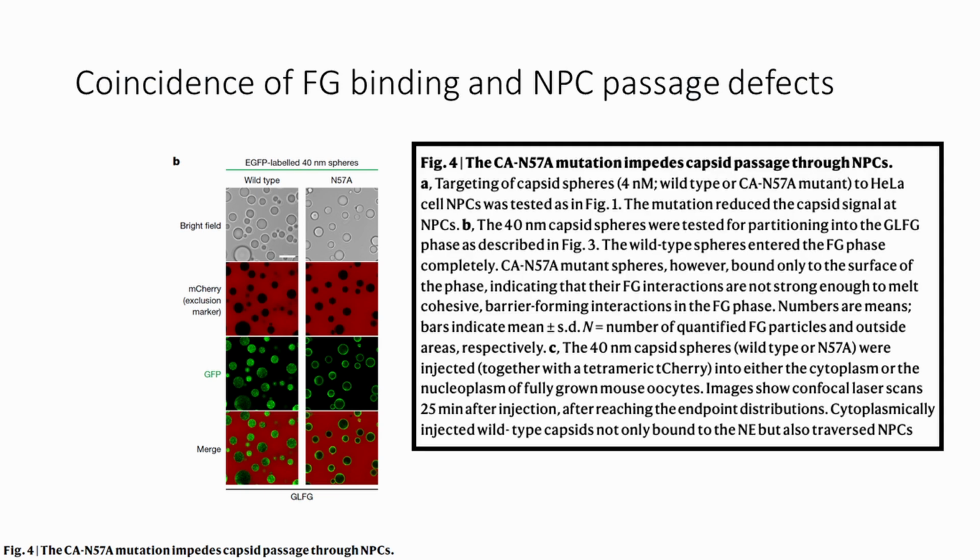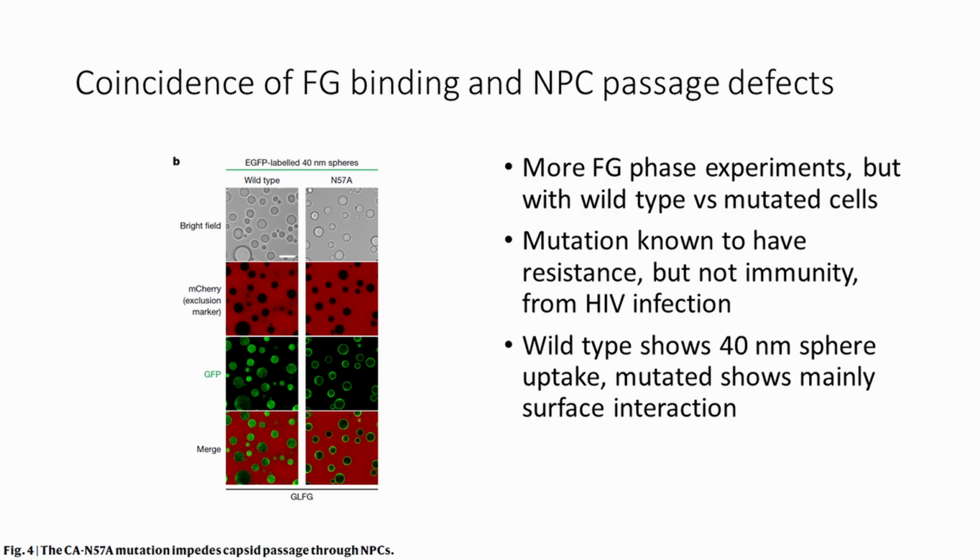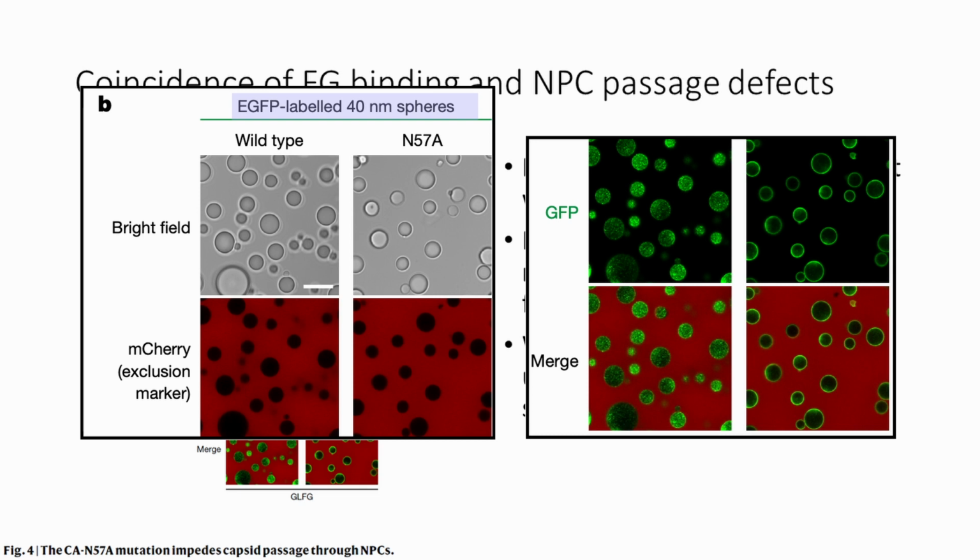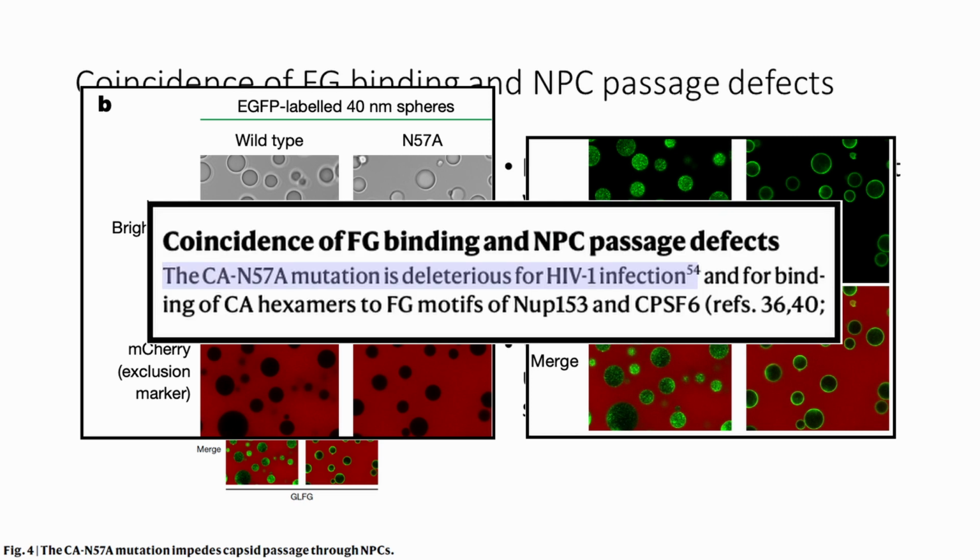The first thing they show us is more of these FG phase experiments that we've already seen. And what we're looking at again is the 40 nanometer capsid spheres crossing a barrier rich in FG repeat domains. The experiment here is to compare the wild type, or just the regular cells, versus mutated cells. So we have that same N57A mutation that's been coming up throughout this paper. And as a quick reminder, this mutation is known to cause resistance, but not immunity, to HIV infection.